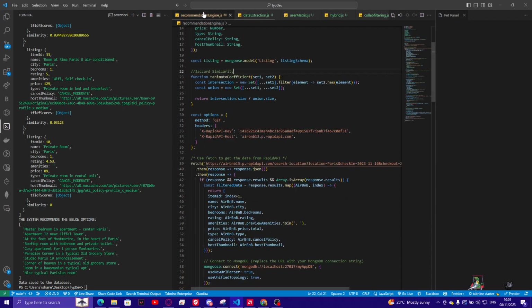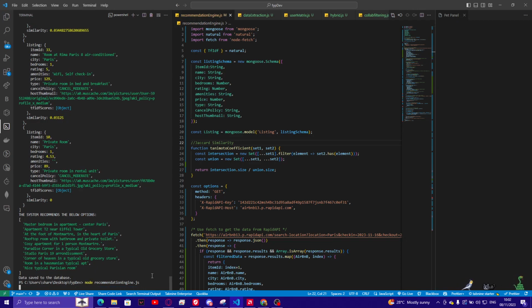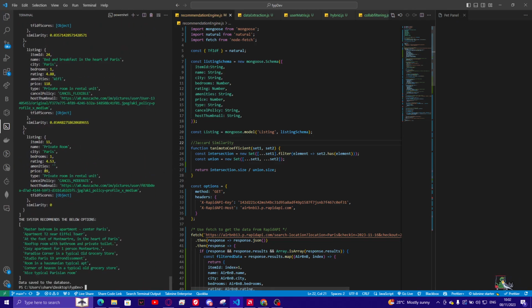with Jaccard similarity. I've implemented Jaccard similarity here, the Tanimoto coefficient, which is also the Jaccard similarity coefficient, just one and the same name. So here I run it again. What it's supposed to do is print out all the data that was filtered out from the API.